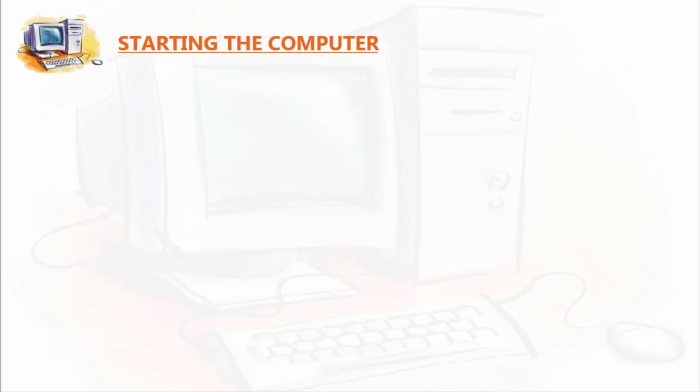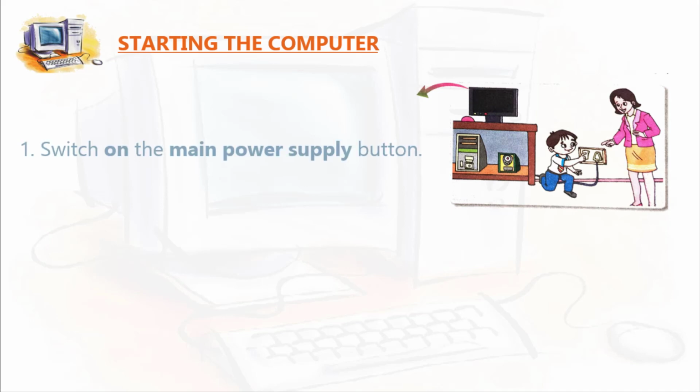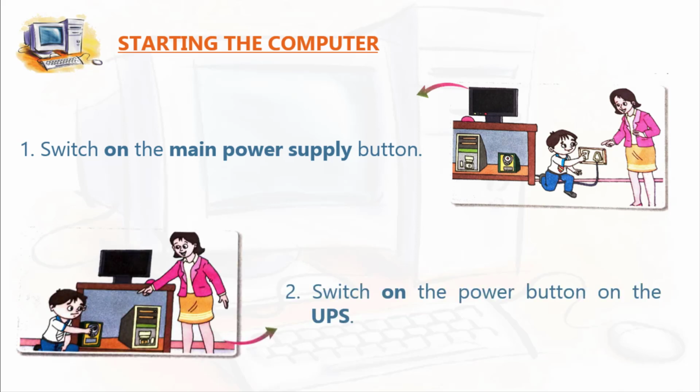First one, starting the computer. Look at the pictures carefully and follow the steps to start a computer. Step 1, switch on the main power supply button. As you can see, the teacher instructs a student that he first has to switch on the main power supply button. Second step, switch on the power button on the UPS. As you can see in the picture, the teacher instructs the student that he has to switch on the power button on the UPS.